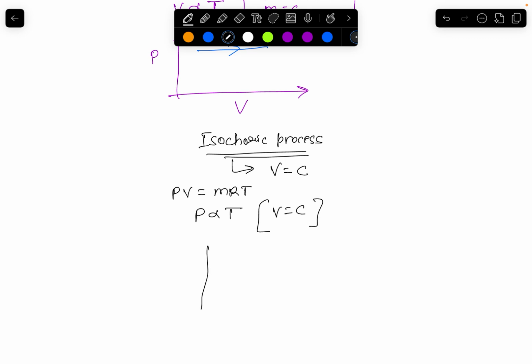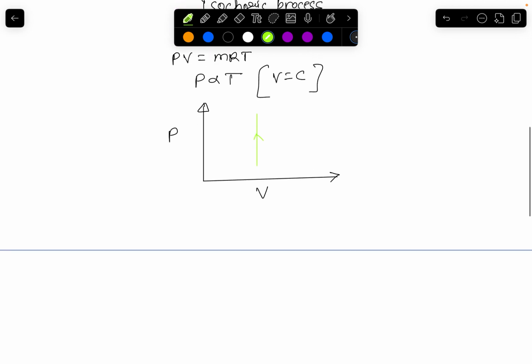Now we will plot the curve between pressure and volume. The curve will be like this. Here, pressure and volume. If it is an isochoric process, then in this process volume is constant, so this process will be like this. The volume is constant. Okay, so this is the basic isochoric process.